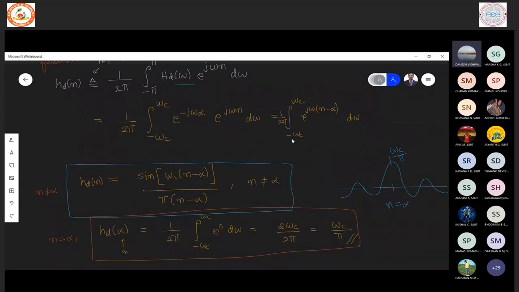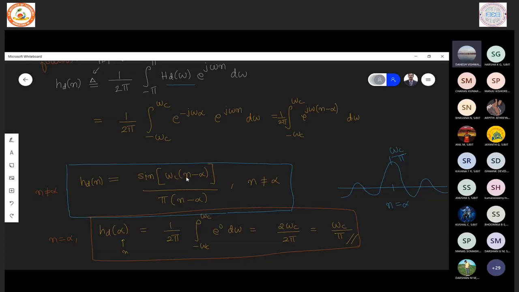This integration gives you the answer, sine omega c into n minus alpha divided by pi times n minus alpha, when the value of n is not equal to alpha. Why should n not be equal to alpha? Because if both are equal, then this value becomes 0, you get sine of 0. We do not want that to happen.